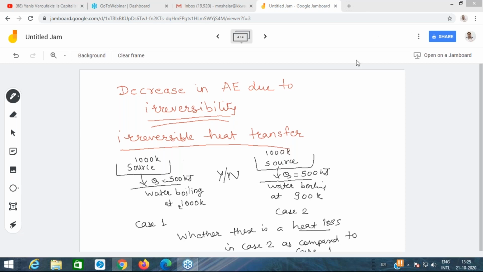So calculate the exergy in case 1 and calculate the exergy in case 2. Calculate the exergy of the water in case 1 and the exergy of the water in case 2. Assume the dead state temperature to be 300 Kelvin.